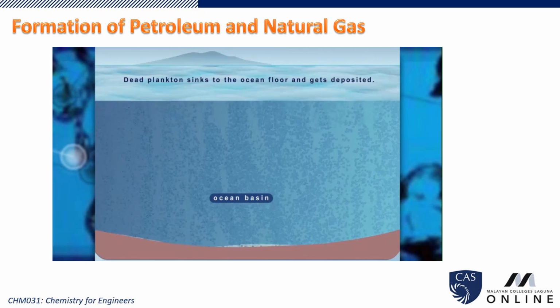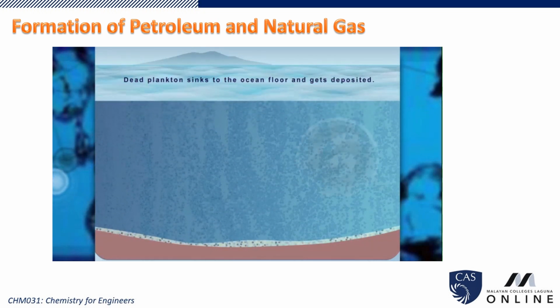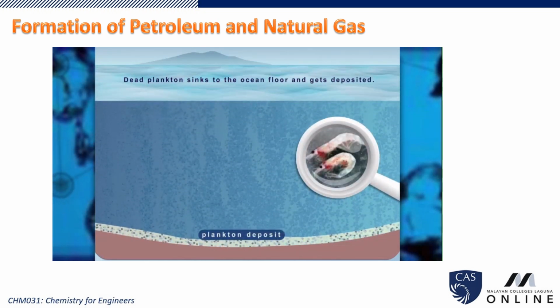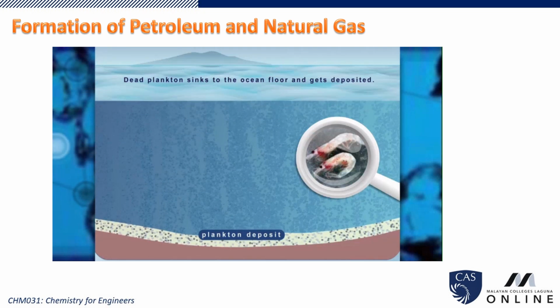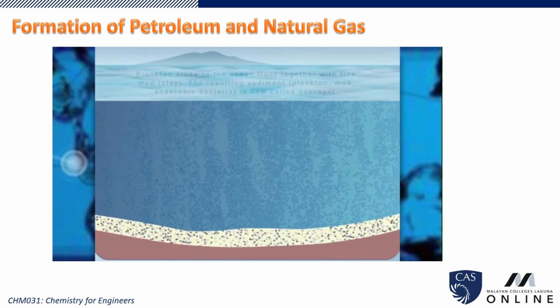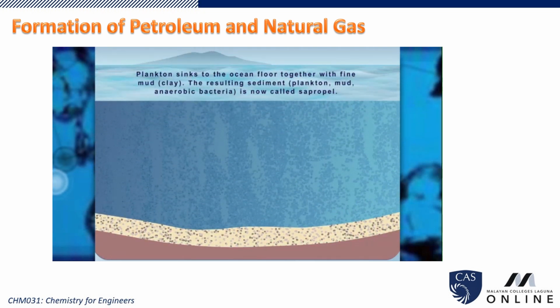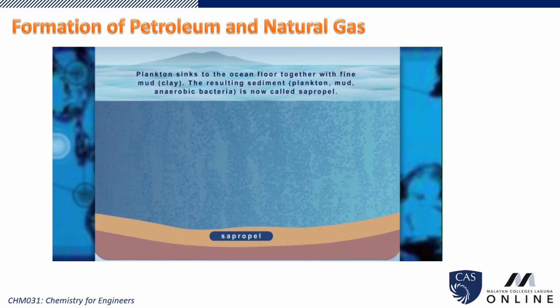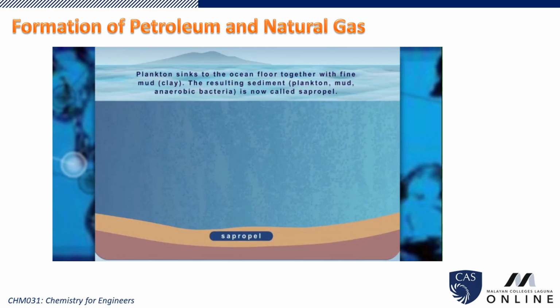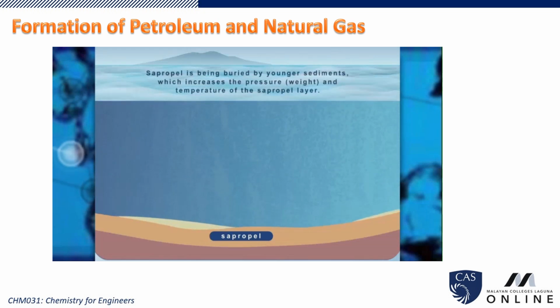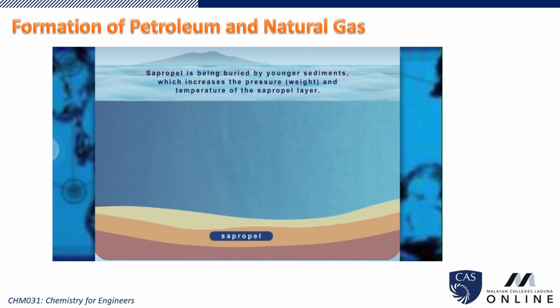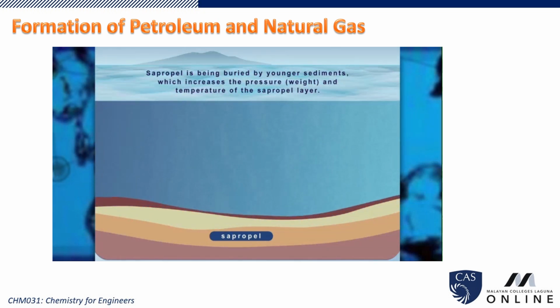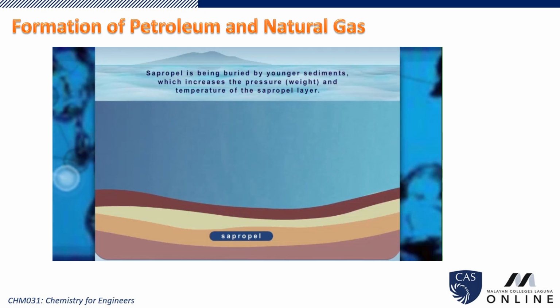Dead plankton sinks to the ocean floor and gets deposited. The plankton is mixed with fine mud and clay. The resulting sediment made of the plankton, mud, and anaerobic bacteria is now called sapropel. Sapropel is being buried by younger sediments, which increases the pressure and temperature of the sapropel layer.